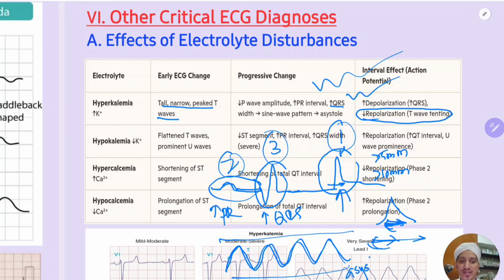Anytime the patient can enter into asystole. So that is the funda behind hyperkalemia. So I've explained this.